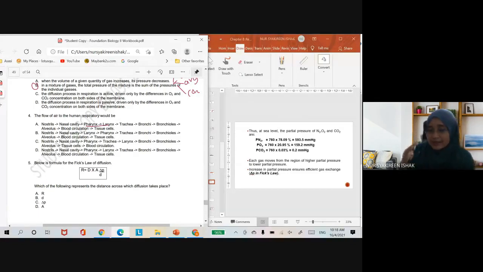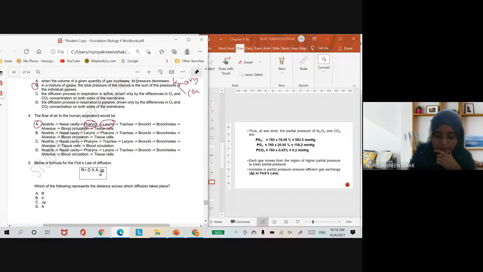Kalau dia juga junction pergi kepada digestive system kan. So pharynx, if it leads to the digestive system, it goes down the esophagus and into the stomach. Okay. So pharynx dulu, pharynx junction antara respiratory and also digestive. Okay, so larynx, semalam kita tengok it is the Adam's apple lah kan, voice box. Okay, and then into the trachea, bronchi, bronchioles, alveolus, blood circulation and tissue cells. Okay, so the answer would be A.